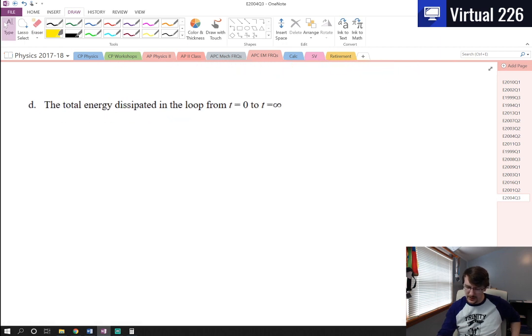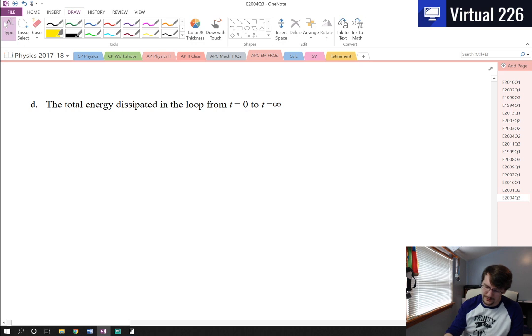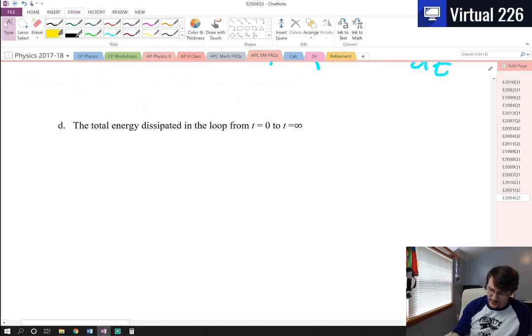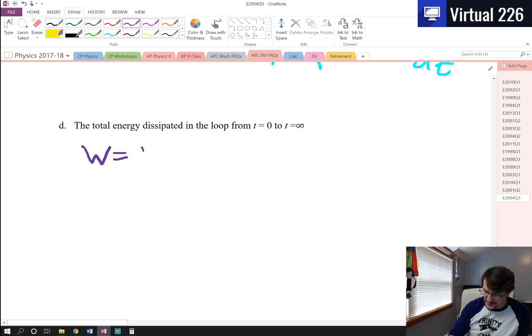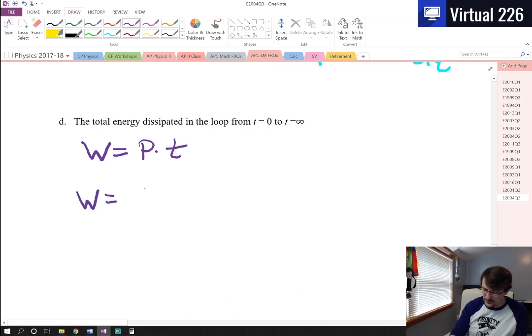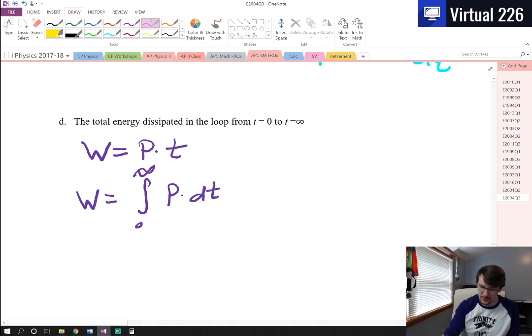Last but not least, we want the total energy dissipated in the loop from t equals 0 to t equals infinity. It is important to remember that energy can be thought of as how much power you're using over a time. Remember, work, which is energy, can be thought of as a power multiplied by a time. And we want to go to infinity. So what we're really talking about is work or energy is going to be the integral of power from 0 to infinity here. We could write power in a number of different ways.